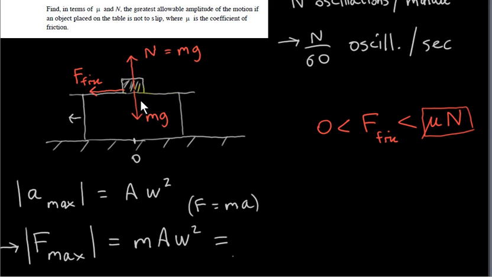If you think about it, the table can only push so much on this object. If it pushes any harder, the table will just slide under the object, if you like, so the object will slip. So we're assuming that maximum friction force is acting, so the table is moving fast enough but not too fast. We're interested in the maximum force acting on the object, so we set m A omega squared equal to mu times N. But N is of course mg.